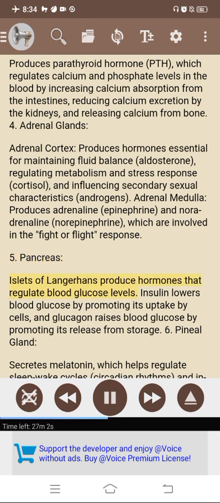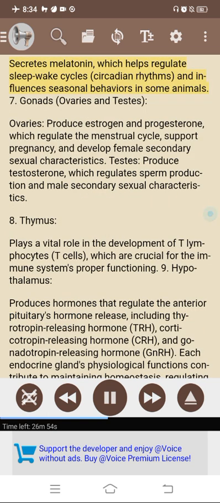5. Pancreas. Islets of Langerhans produce hormones that regulate blood glucose levels. Insulin lowers blood glucose by promoting its uptake by cells, and glucagon raises blood glucose by promoting its release from storage. 6. Pineal gland secretes melatonin, which helps regulate sleep-wake cycles, circadian rhythms, and influences seasonal behaviors in some animals.